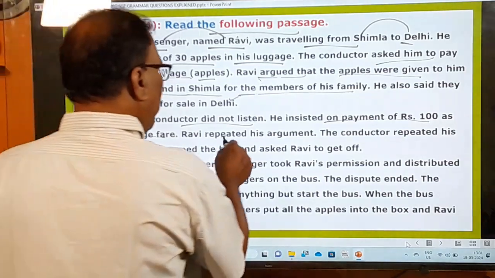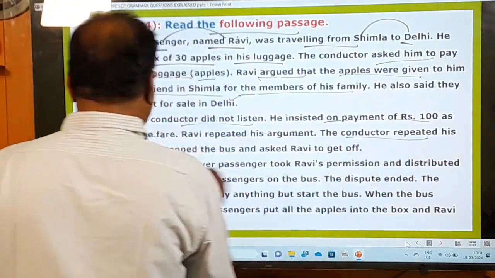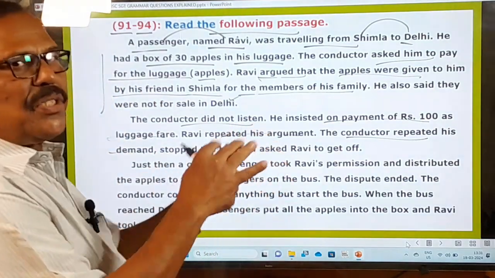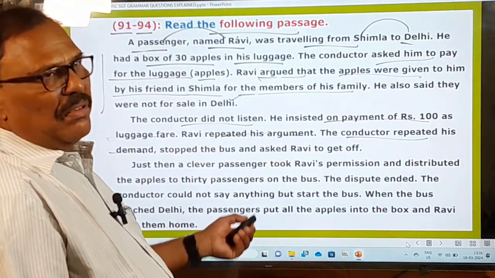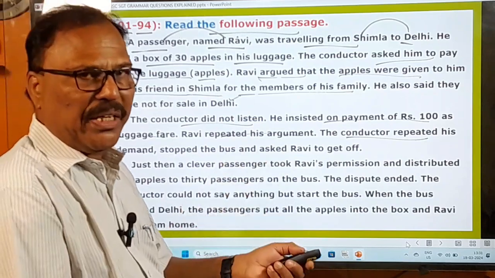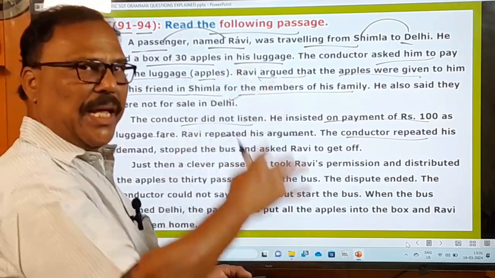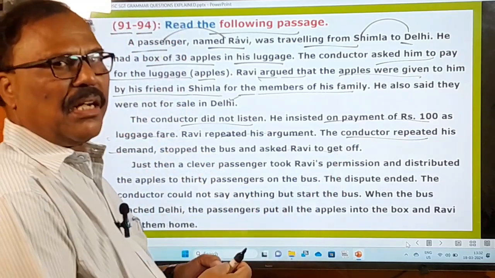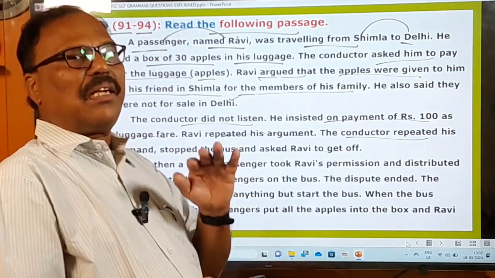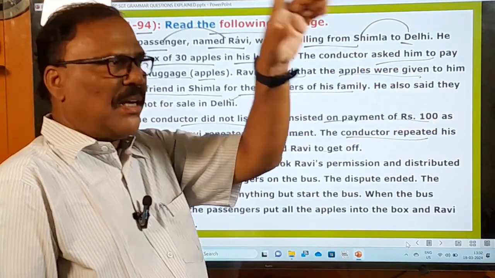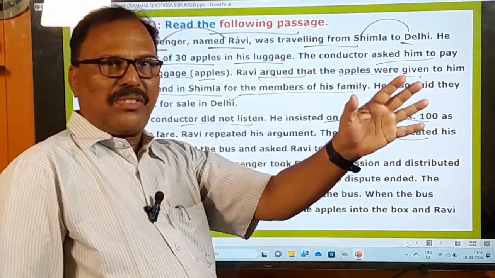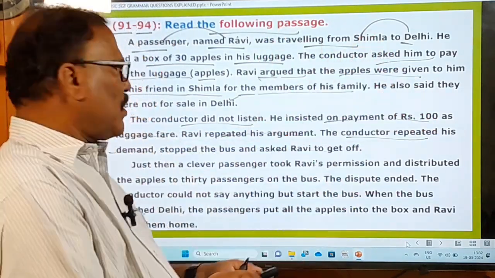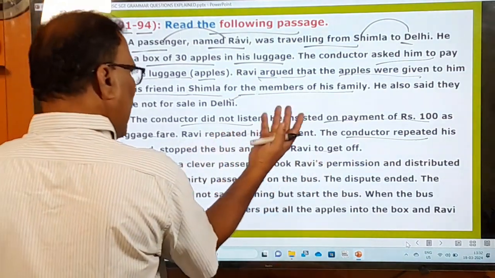Ravi repeated his argument. The conductor repeated his demand. So both were exchanging arguments, and he repeated the same argument. The conductor repeated the same demand. Then he stopped the bus and asked Ravi to get out. And what does the conductor do? Generally the conductors will immediately stop the bus, and they will ask the so-called passengers to get off the bus. The same thing here the conductor has done.